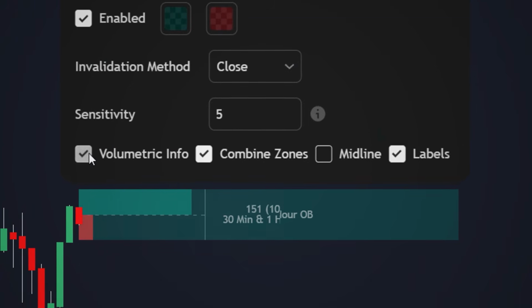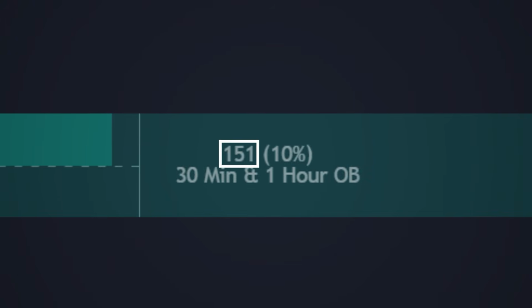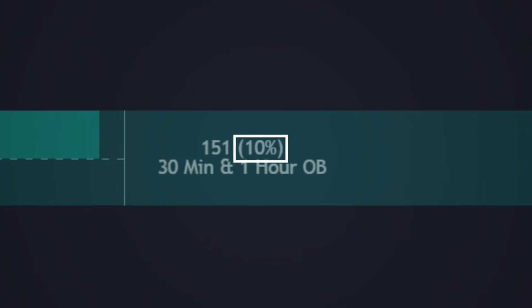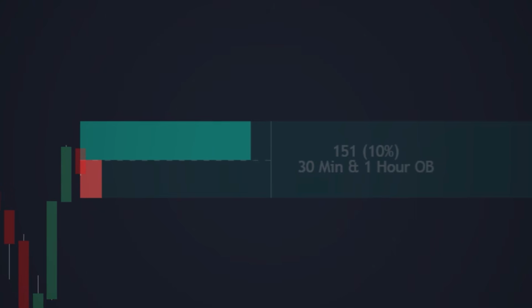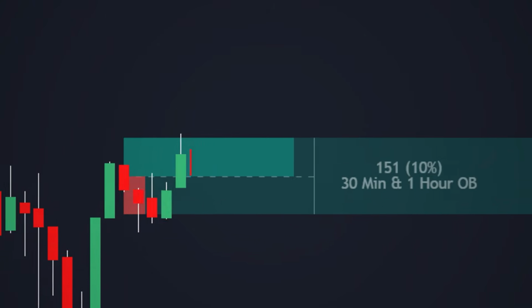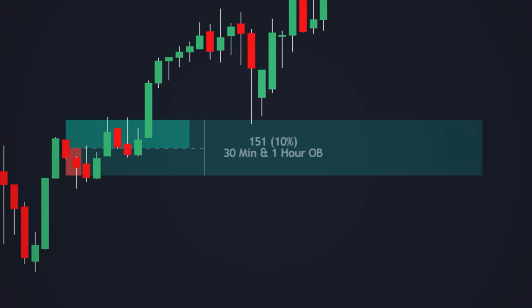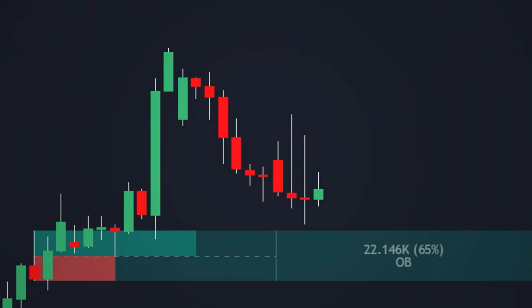With the click of a button, you get an entire volume footprint for each zone. This shows you the total volume at that area, a visual representation of buyers and sellers, and a ratio percentage. The ratio shows you the proportion of high versus low volume in the order block. A low percentage indicates dominance of buyers or sellers, depending on whether the order block is bullish or bearish, and a higher percentage edge indicates reduced volume support, suggesting the zone is less reliable.